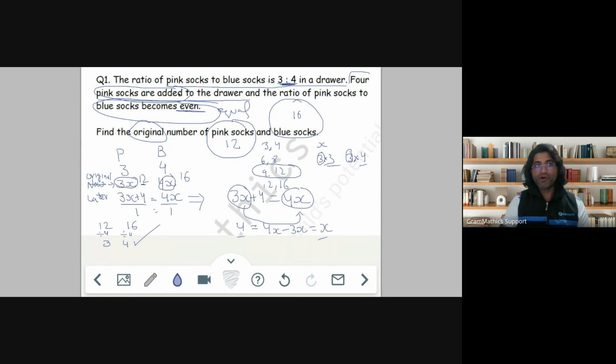My check 2 is what happens if 4 socks are added. If I add 4 socks to pink, 12 plus 4 will become 16, and 16 blue socks remain 16. They're equal. So my second check is also done. When I get my answers, it's good practice to go back into the question line by line and see if everything is making sense with my answers. And it did. So I'm confident that I solved it correctly. Got it? Yeah?